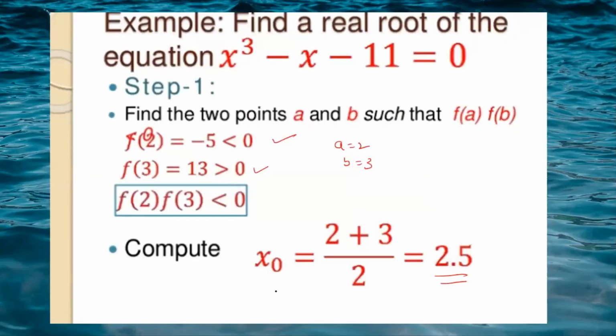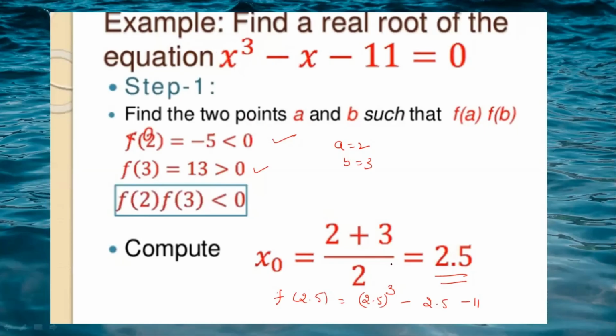2.5 here, I missed one value. f of 2.5, that is 2.5 whole cube minus 2.5 minus 11. If you find out this value, f of 2.5 value, one minute, I'll do it with the calculator. Use the calculator and find the value of f of 2.5. I'm doing that, one minute.